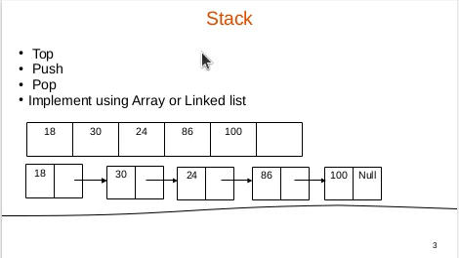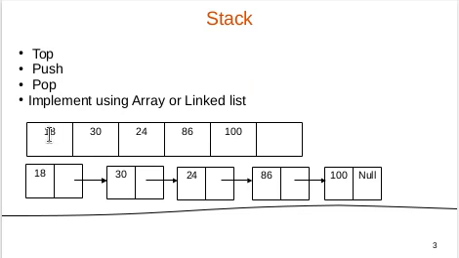The main important things in a stack are push, pop and top. Top is the position from where we can insert or delete an item. Push is the insertion of an item in the stack, and pop means deletion of one item from the top. We can implement a stack using an array or a linked list.